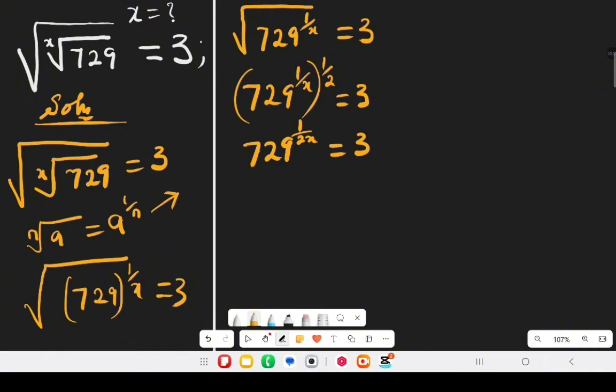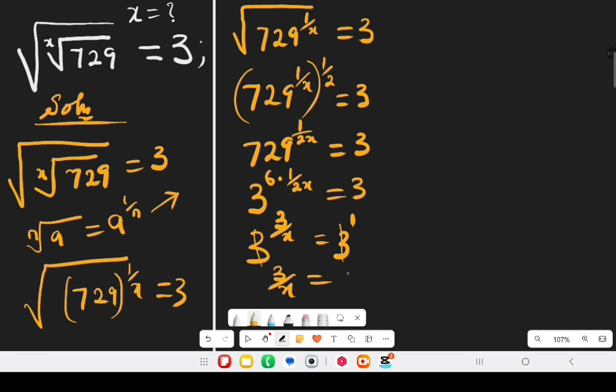Then we are going to express 729 in base 3, which will give us 3 raised to the power of 6 times 1 over 2x equal to 3. And when we multiply 6 times 1 over 2x, 2 we cancel 6, we are left with 3 raised to the power of 3 all over x, which is equal to 3 raised to the power of 1. When we compare the base, 3 we go with 3, left with 3 all over x equal to 1.